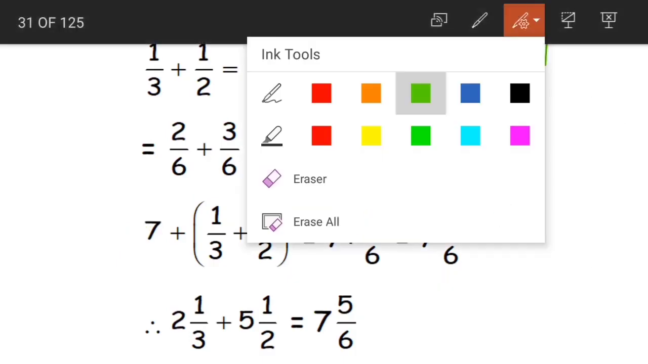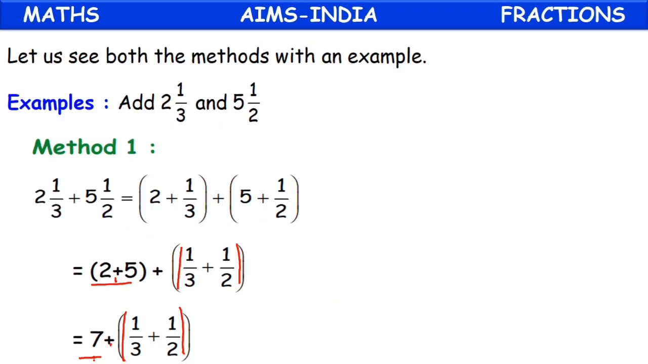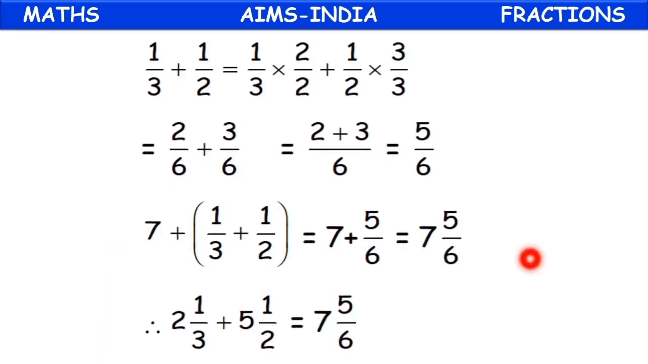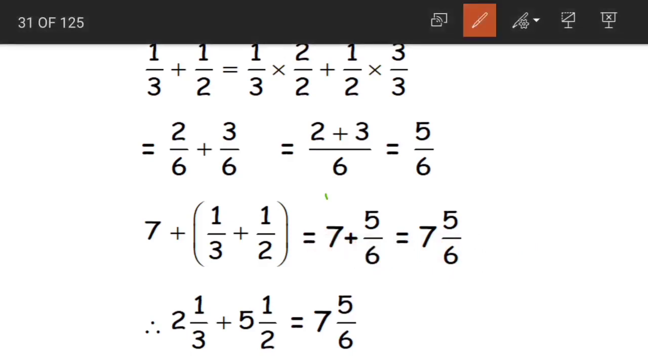First we need to add the whole number parts and then add the fractional parts separately and then we combine them together. 7 plus 5 by 6. How did we get this 7? By adding the whole numbers, that is 2 and 5. And how did we get this 5 by 6? By adding the fractions, that are 1 by 3 and 1 by 2.